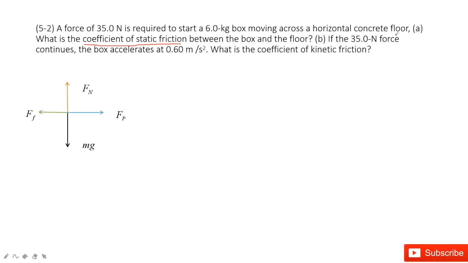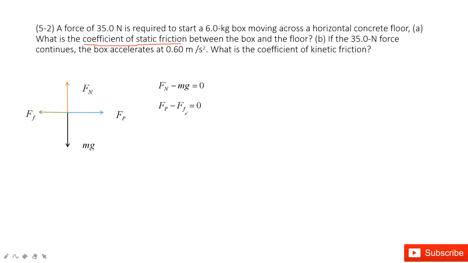In the first case, it tells us the box and the floor are stationary because we need to find the coefficient for static friction. It is just stationary, so we need to consider Newton's second law. It is stationary, acceleration is 0, so the force is balanced. In the vertical component, we have the normal force minus the gravity equals 0. And in the horizontal component, it is just the force by the person minus the friction equals 0.